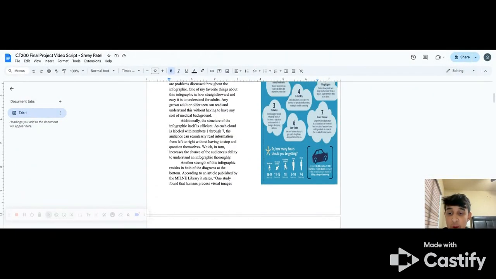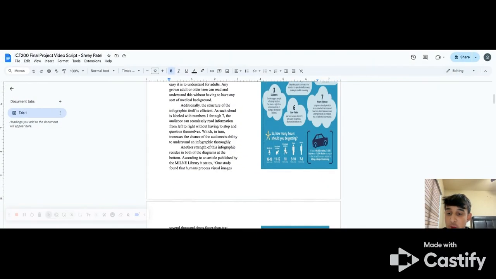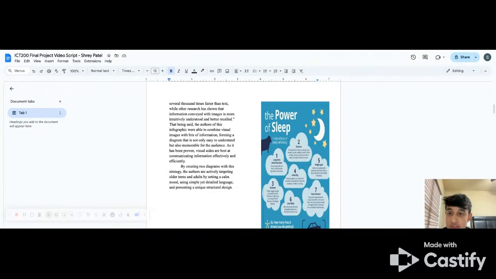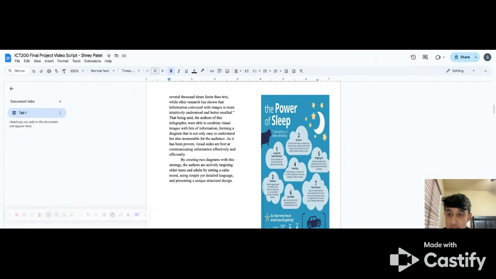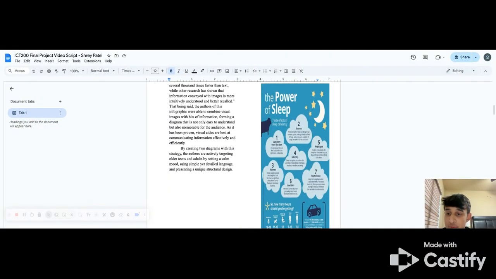According to an article published by the MILNE Library, it states one study found that humans process visual images several thousand times faster than text, while other research has shown that information conveyed with images is more intuitively understood and better recalled. That being said, the authors of this infographic were able to combine visual images with bits of information, forming a diagram that is not only easy to understand, but also memorable for the audience. As it has been proven, visual aids are best at communicating information effectively and efficiently.